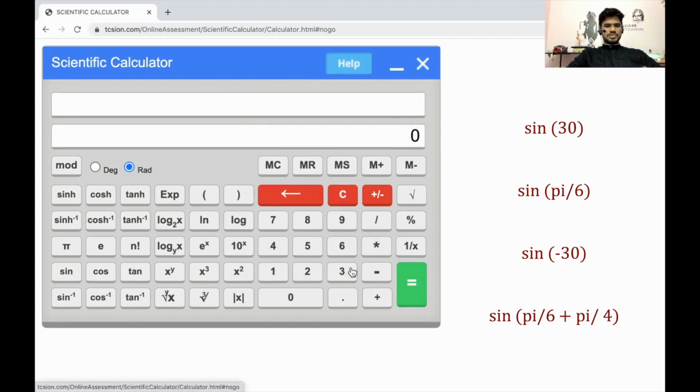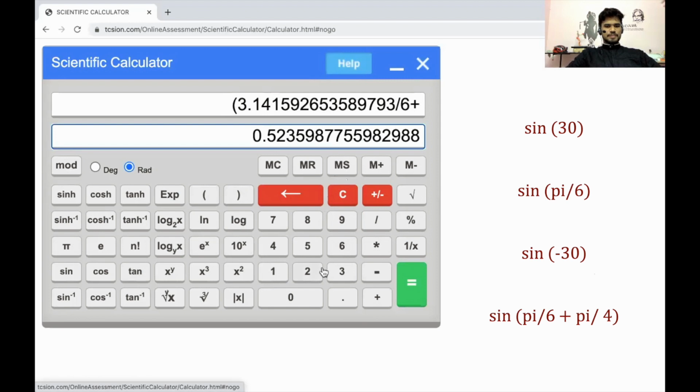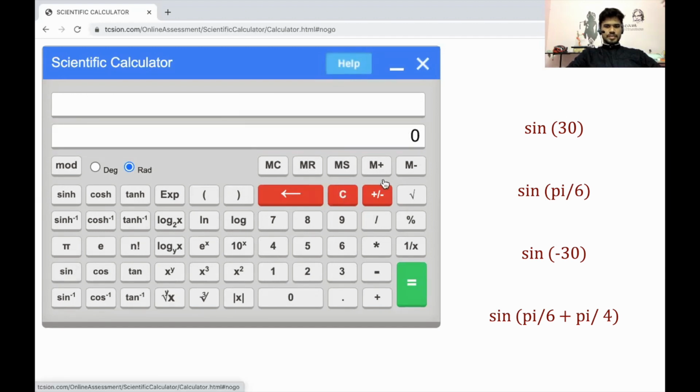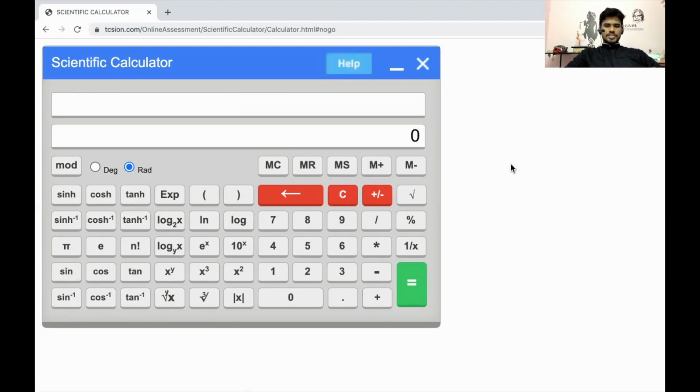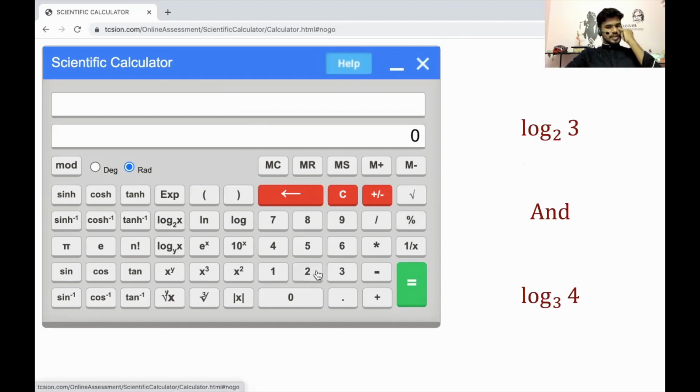Again, just in case you were wondering, you could always open a bracket, do pi by 6. Okay. And then plus, what is that? Pi by 4. Okay. Close the bracket. You have some number, then do sine of that, you should get it.